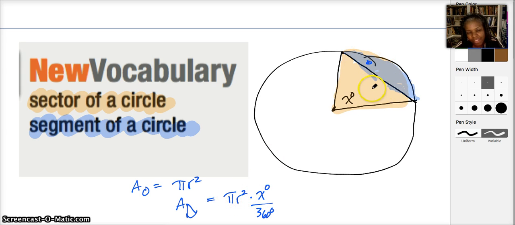And if I had to find the area of a segment of a circle, I would need the area of the sector, and then I would have to subtract out the area of the triangle that is adjacent to that particular circle segment. Hopefully that makes sense. Let's go on to some examples.